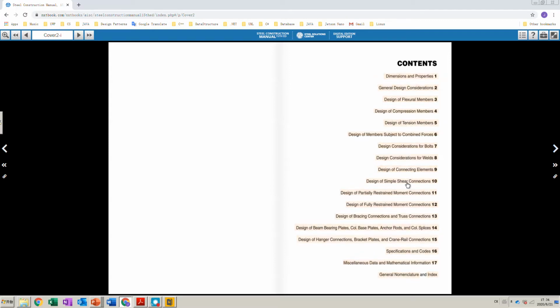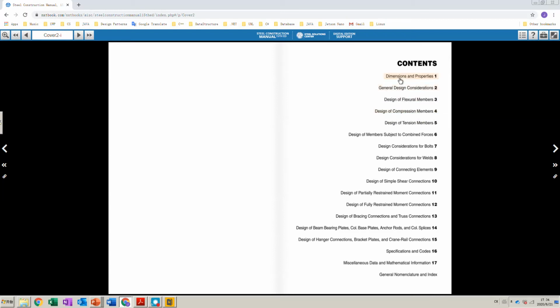If you look at the table of contents, you will get an overall idea of the content of this manual. There are 17 parts in total, and most of the theories and equations are included in part 16, called specifications and code. So we will find the equations in part 16. And for column design, all the tables are in part 4, design of compression members.